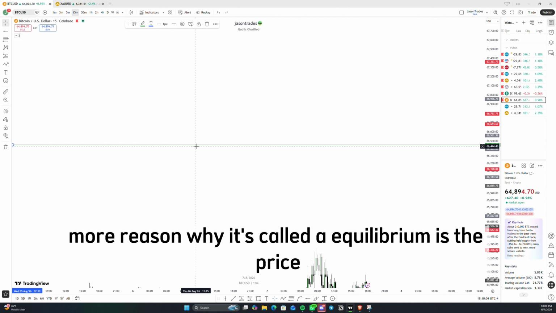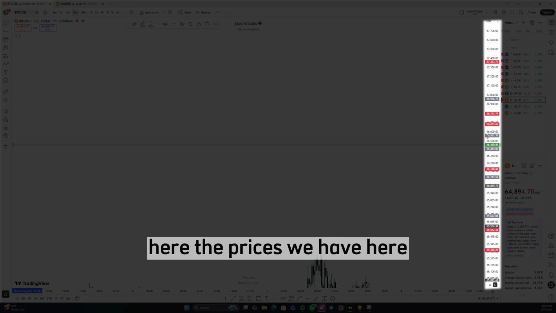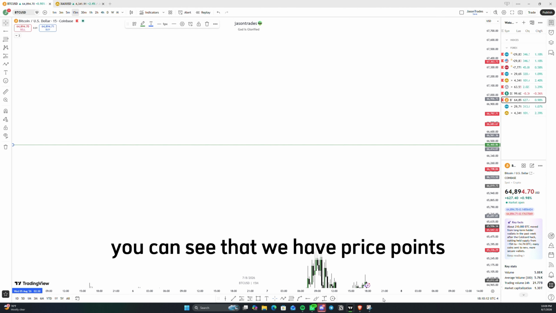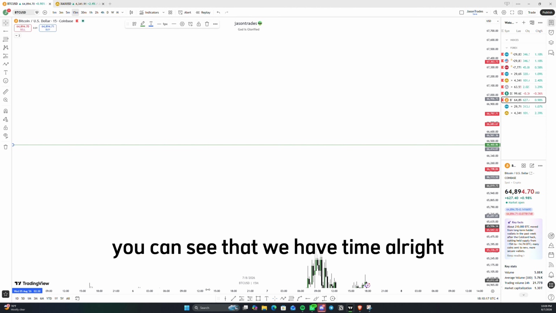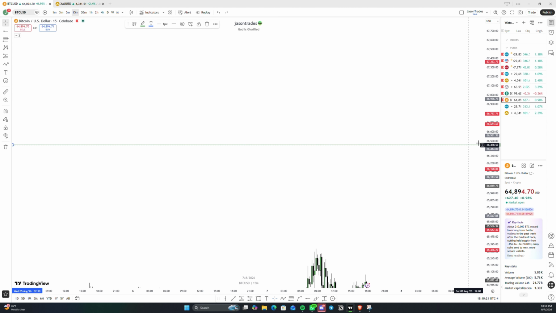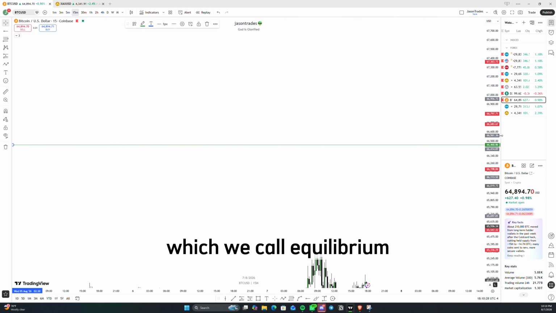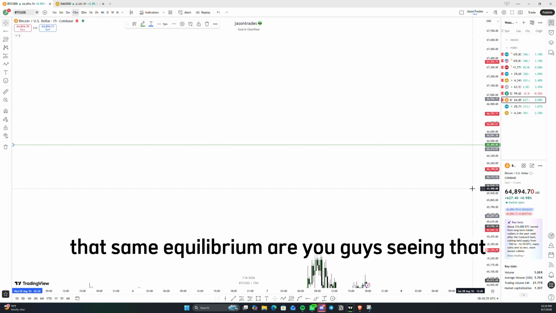Now, more reason why it's called our equilibrium is the prices we have here. So if you look at our vertical axis, you can see that we have price points, and on our horizontal axis, you can see that we have time, right? Now let's pay attention to our vertical axis. Do you realize that every price above this particular line, which we call our equilibrium, is of a higher price than every price lower than that same equilibrium? Are you guys seeing that?